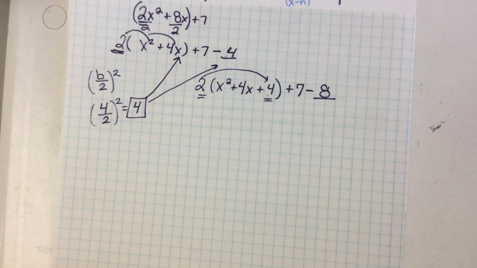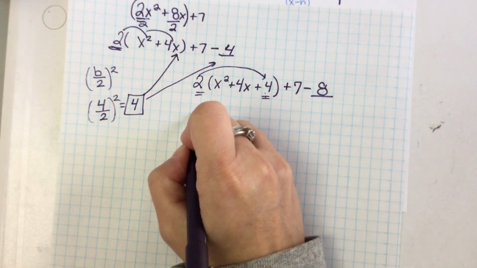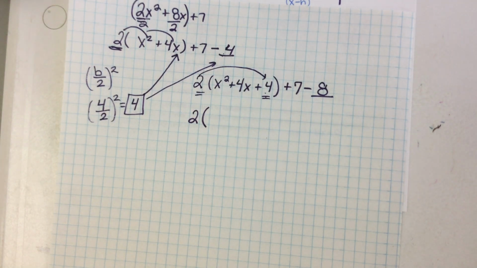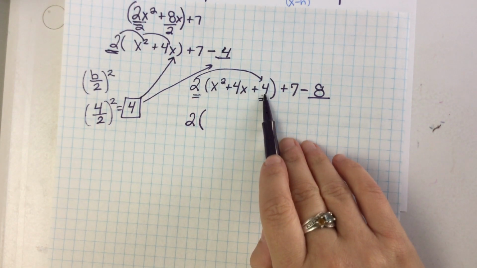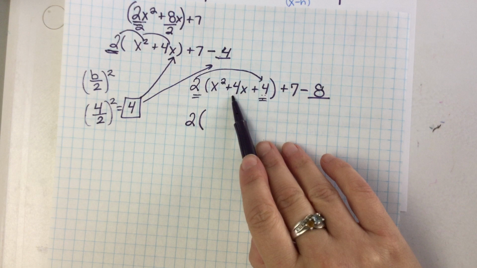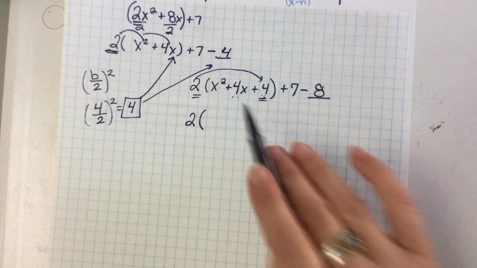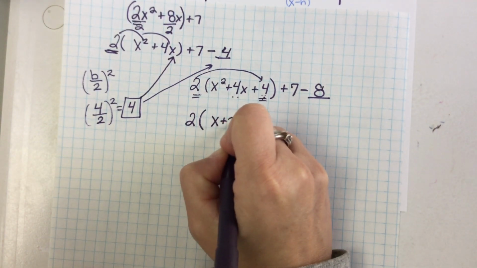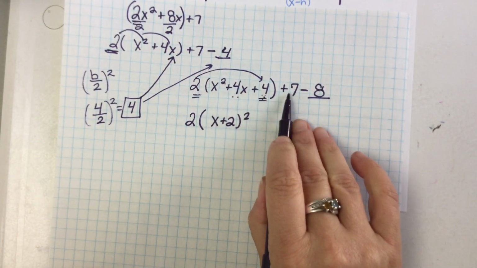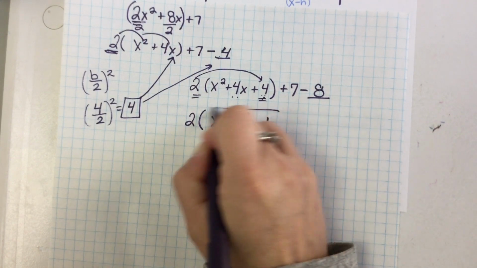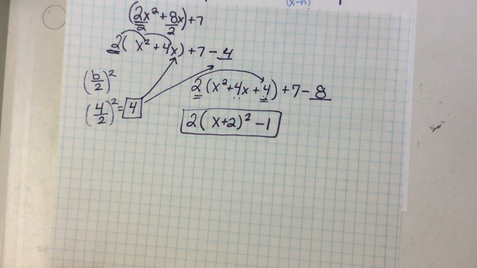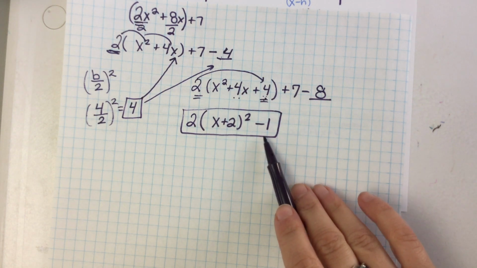Okay. Now what I need to do is factor. You need to find 2 numbers, and they have to be the same number. 2 numbers that are the same number that multiply to 4 and add to 4. Well, that's 2 and 2, because 2 times 2 is 4. 2 plus 2 is 4. So this is x plus 2 squared. Positive 7 minus 8 is negative 1. This is the standard form, okay? It says convert the quadratic equation to standard form by completing the square. That's what we did.